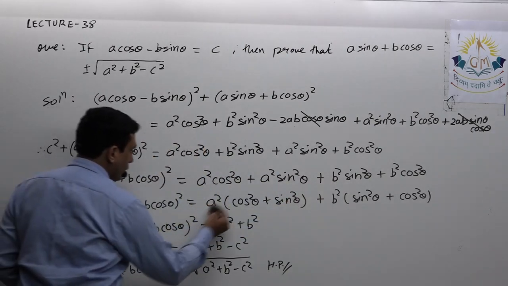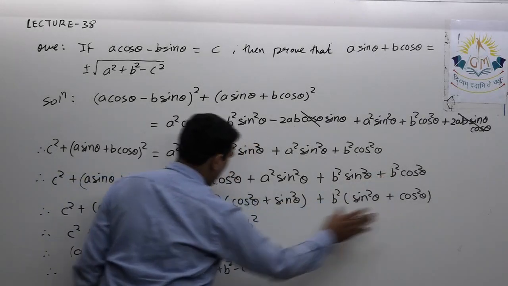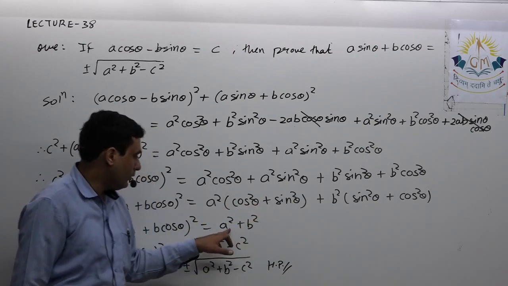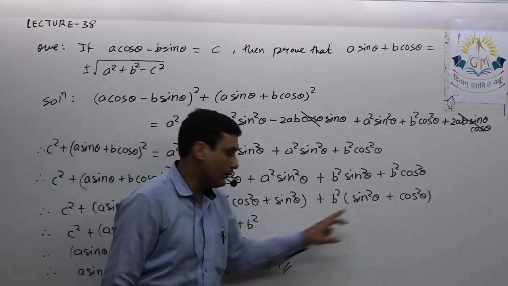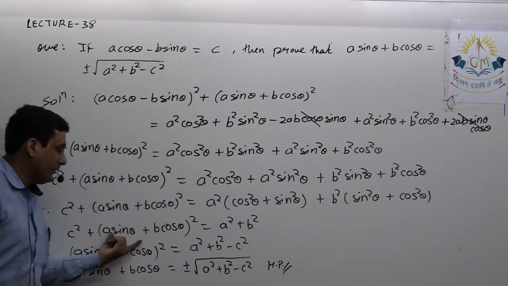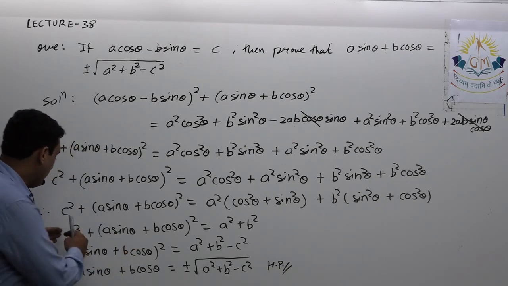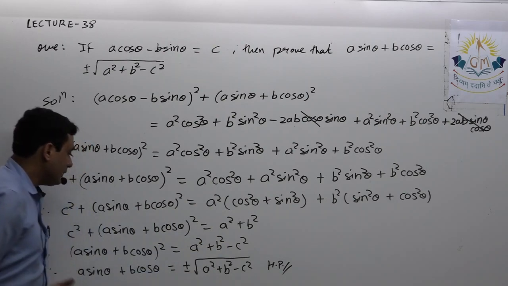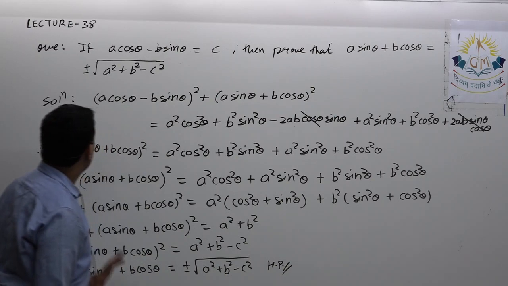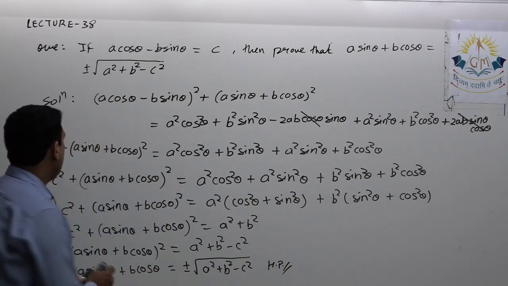From these two I took a square common, I left with this. Here from these two I took b square common, I left with this. Now sin square theta plus cos square theta is 1, so it is a square. Similarly, this is 1, so this is b square. And on the left hand side, we have this term as it is. Its value we need to find. So for that, I took this c square on that side, and just by taking the square root, I got a square plus b square minus c square. So after this, now we'll come to the next question.